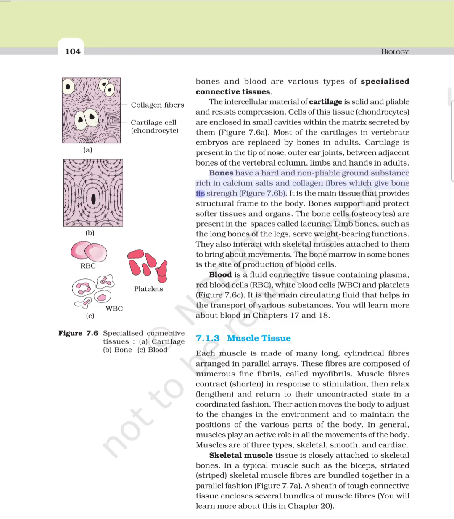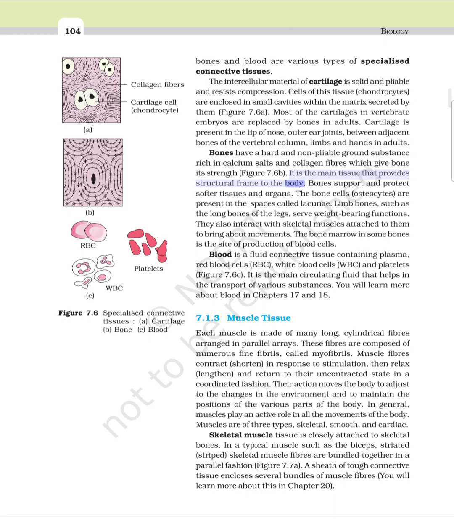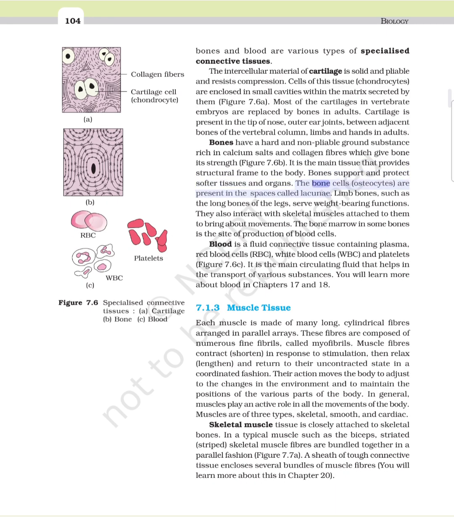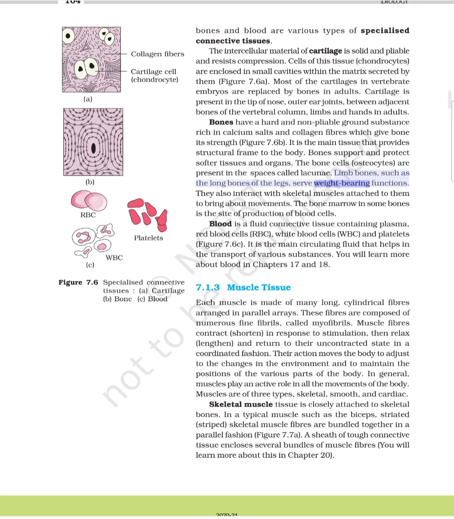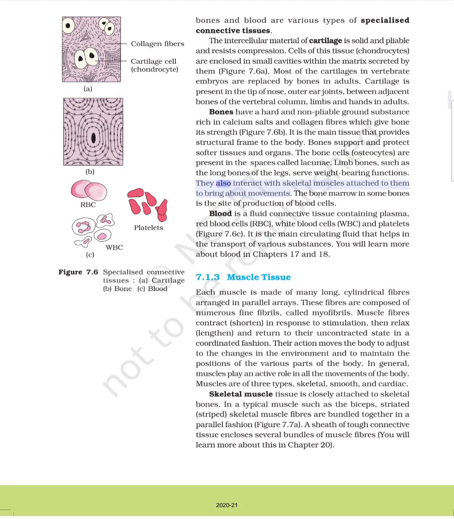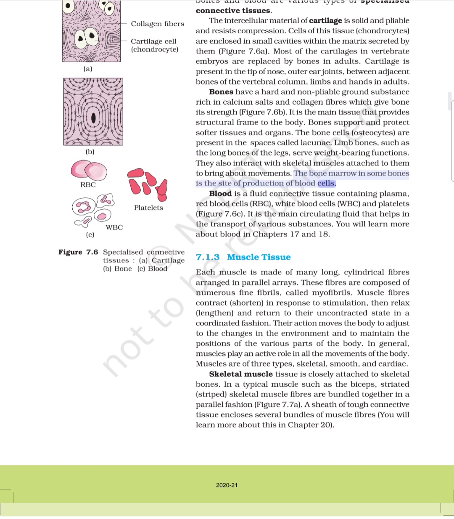Bones have a hard and non-pliable ground substance rich in calcium salts and collagen fibers, which give bone its strength. It is the main tissue that provides structural frame to the body. Bones support and protect softer tissues and organs. The bone cells are present in the spaces called lacunae. Limb bones, such as the long bones of the legs, serve weight-bearing functions. They also interact with skeletal muscles attached to them to bring about movements. The bone marrow in some bones is the site of production of blood cells.